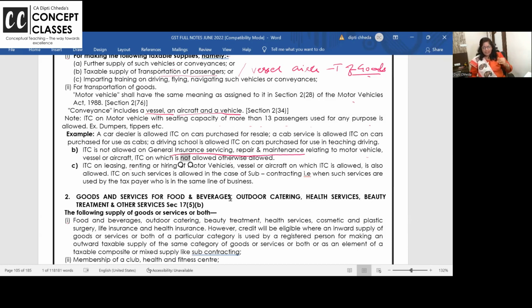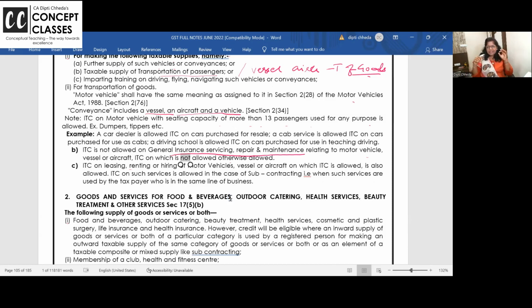Instead of buying, you have taken a cab on rent for training purpose, driving training. So you have taken it on rent, you are paying higher charges. On that you are paying GST. Will you be allowed credit? Answer is yes. Are you all getting? Leasing, renting or hiring of motor vehicle for further supply?